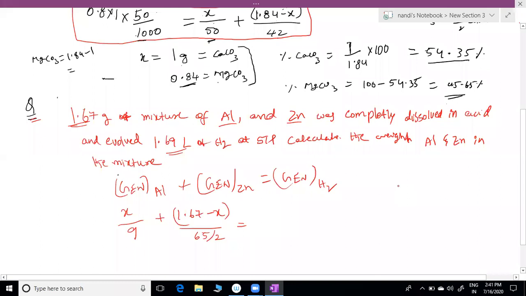But we need equivalence, sir. Number of moles into n factor is equivalence. Already I gave the gram equivalent number in terms of number of moles. If you don't know, please note it down. Gn equals number of moles into n factor, nothing but number of moles times n factor equals gram equivalent number.